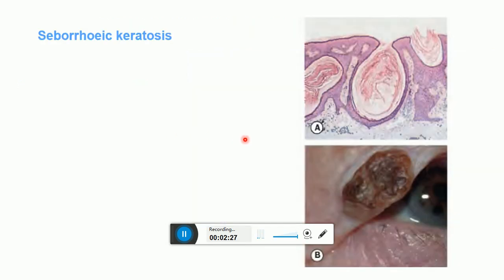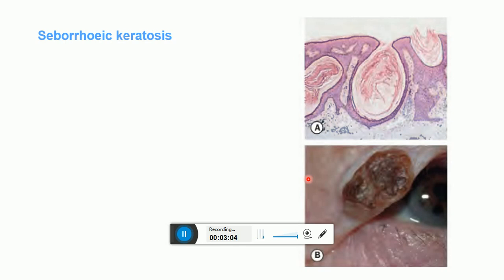Another one is seborrheic keratosis. Their histopathology shows expansion of the squamous epithelium of the epidermis by proliferating basal cells, sometimes with keratin-filled horns or cystic inclusions. Here you can see seborrheic keratosis, also known as basal cell papilloma. The previous was squamous cell, and this is known as basal cell papilloma.